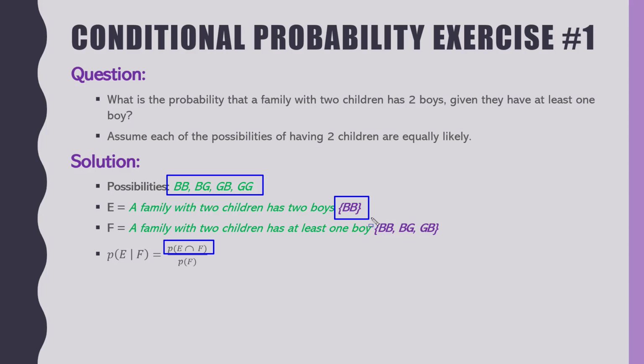Then what's the probability of F occurring? Well, it's 3 out of 4. So you plug in those numbers and you get 1/4 for the top number, as I mentioned, 3/4 for the bottom number, which is equal to 1/3.